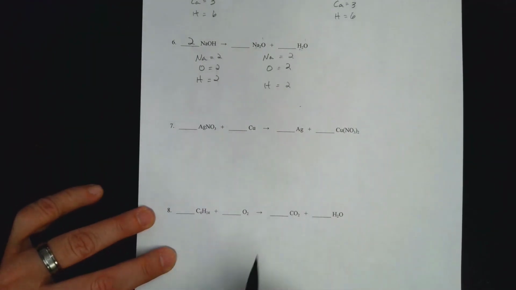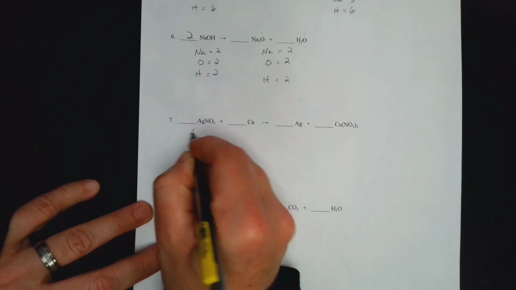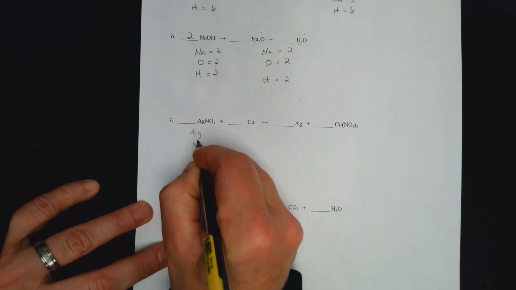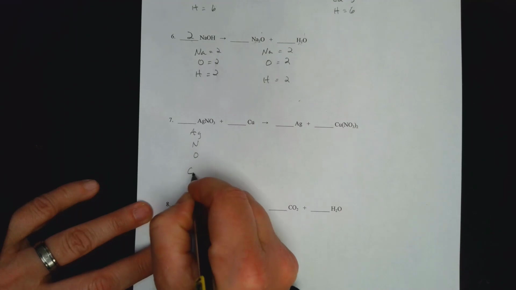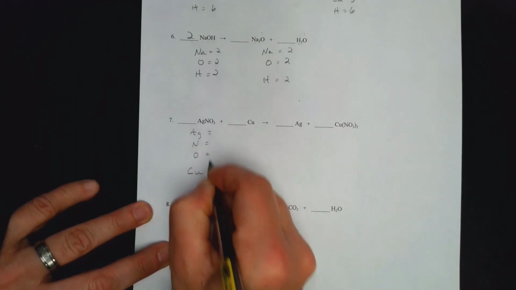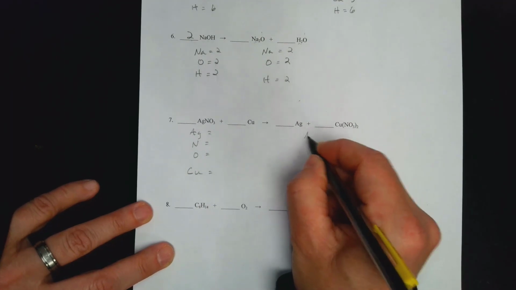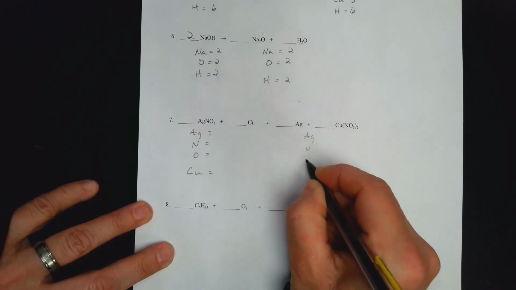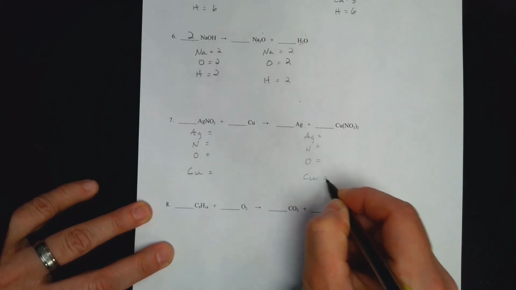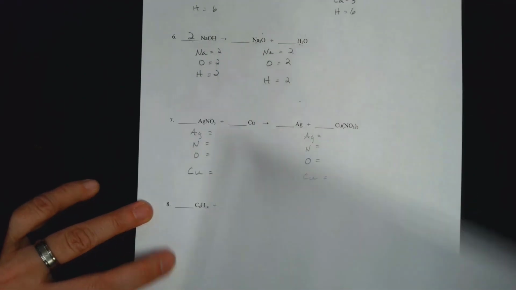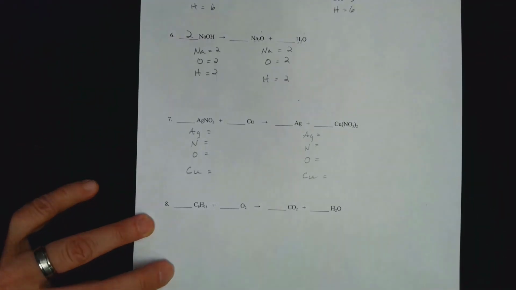Number 7, again, is a little bit busy, but not too bad. All right, so let's go here. We have silver, which is Ag. We have nitrogen. We have oxygen. And over here, we have copper, Cu. We're going to go over here on the other side of the arrow to the right side, where we also have silver, nitrogen, oxygen, and copper. And let's figure out our quantities, because that's step 1, where we set up each side with the correct elements and quantities.